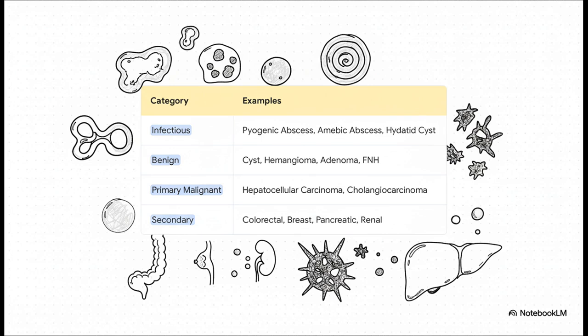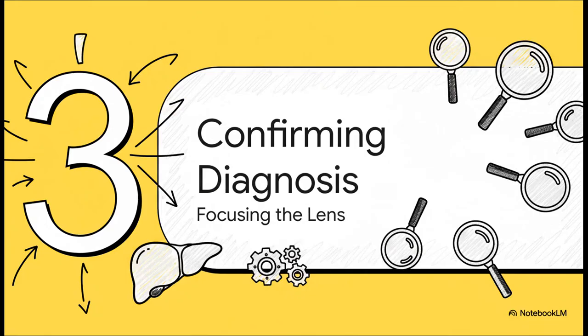Third, could it be a primary cancer that started in the liver, like hepatocellular carcinoma? And finally, you have to consider secondary or metastatic disease, which is actually the most common type of liver cancer, often coming from the colon. Excellent. That is a really well-structured differential.